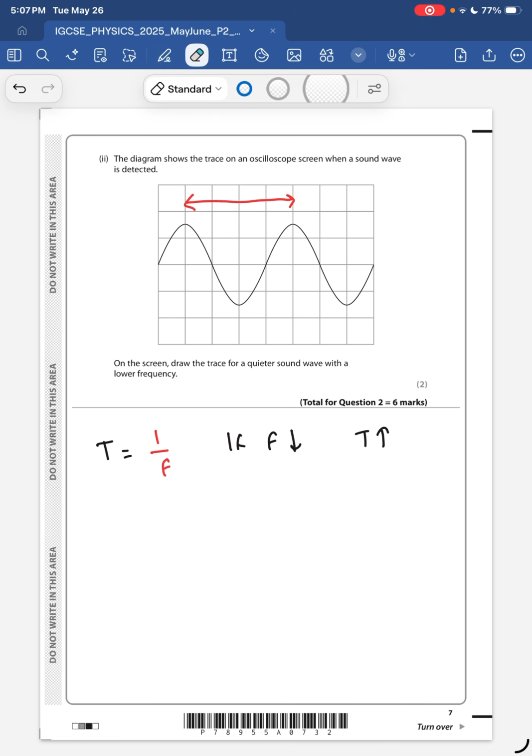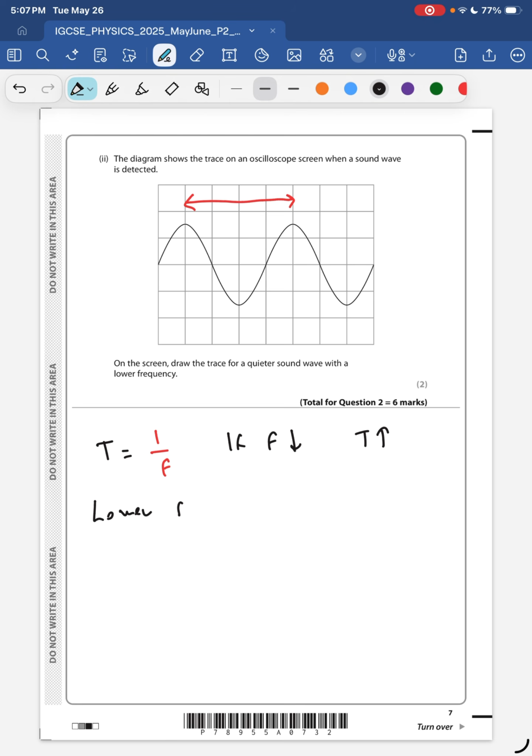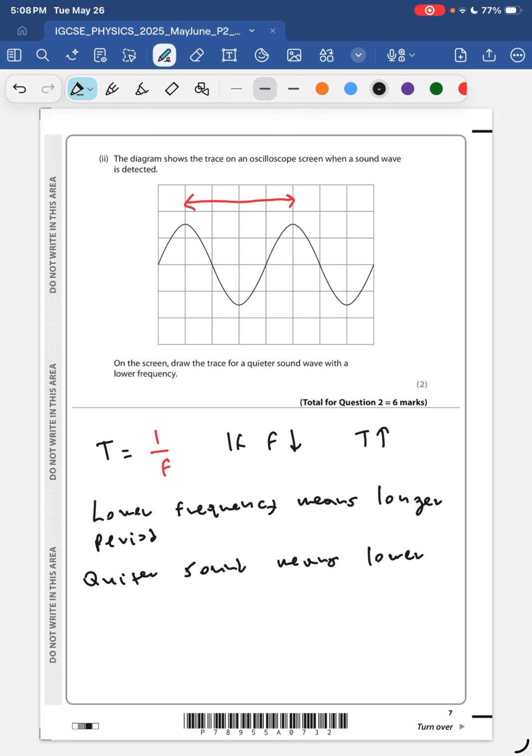So if the frequency is lowered, the period increases. Let me write it down. Lower frequency means longer period. And quieter sound means lower amplitude. Any wave will do, but we need to draw something. I'm going to use green, something like this, a lower amplitude and a longer period.